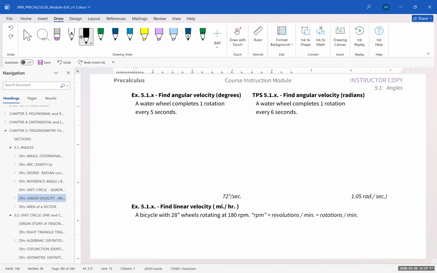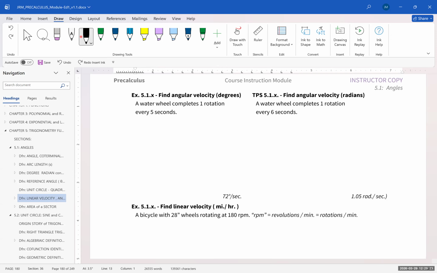But first, what I'll do is I'll give an example and I'll explain that. Then you can pause the video and try the think, pair, share on your own. And if you get the wrong answer, then you can resume the video and watch my explanation of it. Okay, so let's look at this first example.